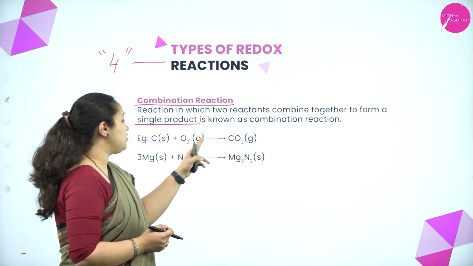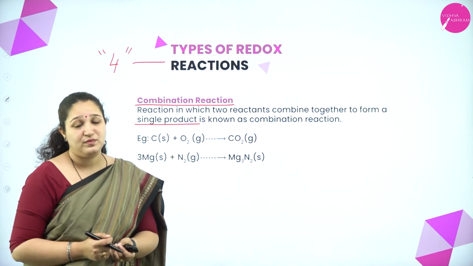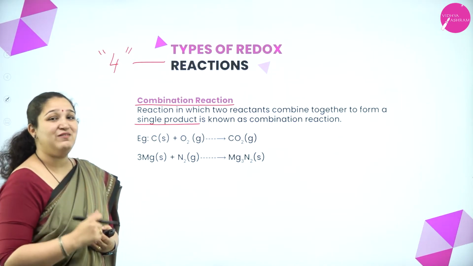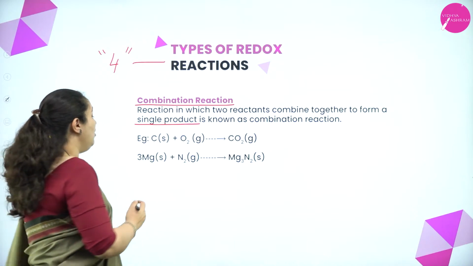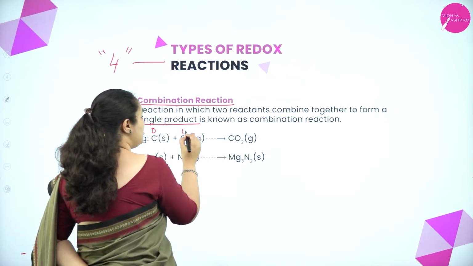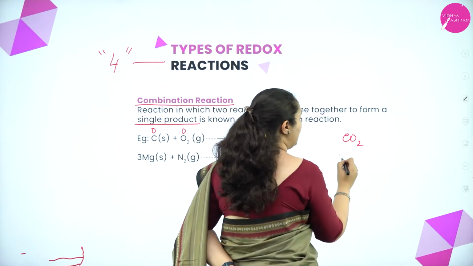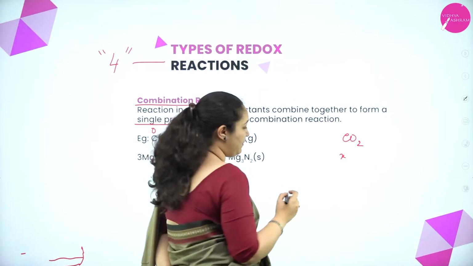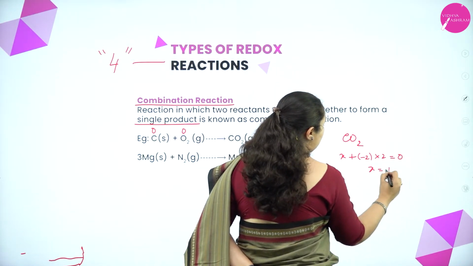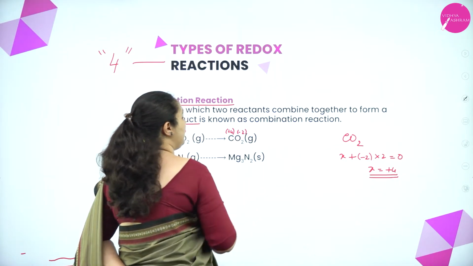Example: carbon plus oxygen giving carbon dioxide, magnesium plus nitrogen giving magnesium nitride. Now you might ask, ma'am, how do you know it is a redox reaction? So we'll see with the oxidation numbers. Carbon in elemental state has oxidation number 0. Oxygen also is in elemental state, so 0. What about carbon dioxide? Carbon we take as X. Oxygen we know is minus 2, so minus 2 into 2, which with X equals 0. X is equal to plus 4. So for carbon it is plus 4, for oxygen it is minus 2.